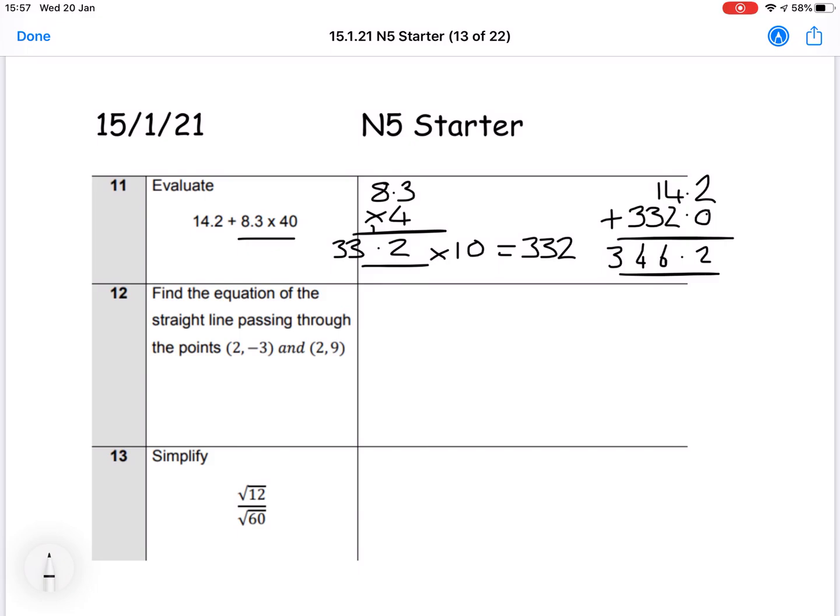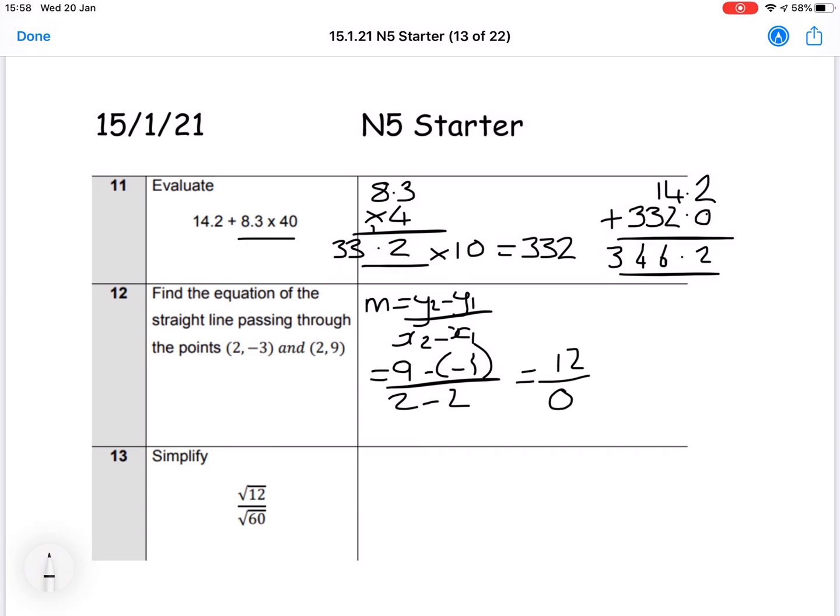Question 12, we have find the equation of the straight line passing through the points 2, minus 3 and 2, 9. So we have equation of a straight line. So the first thing we would do for these types of questions is the gradient. So if we do our gradient formula, y2 minus y1 over x2 minus x1, what we would get here is 9 minus minus 3 over 2 minus 2. So we're actually going to get, in this case, 12 over 0.